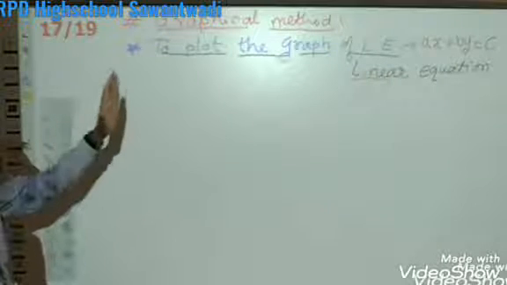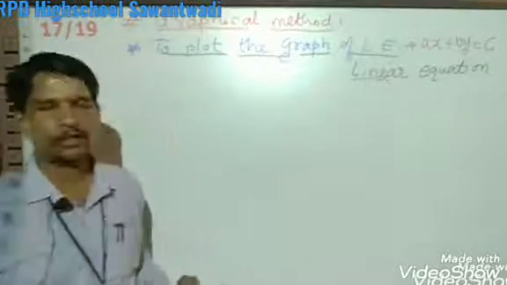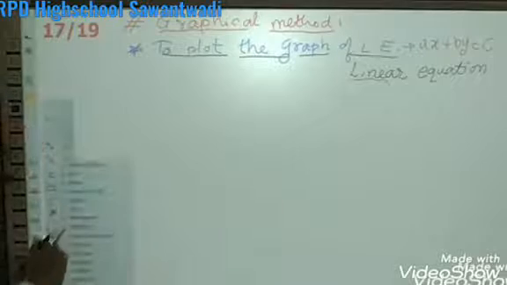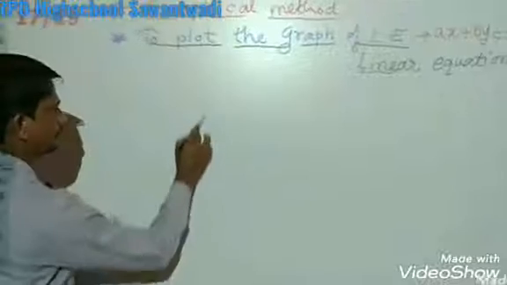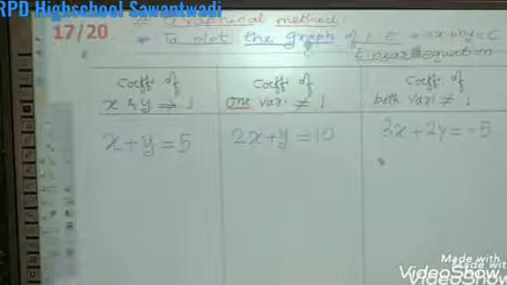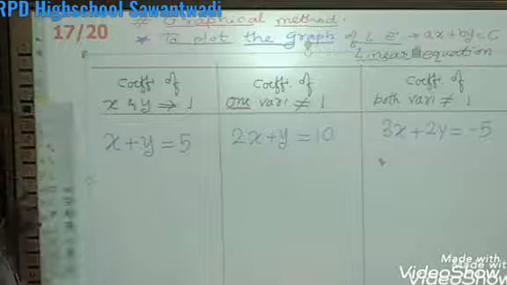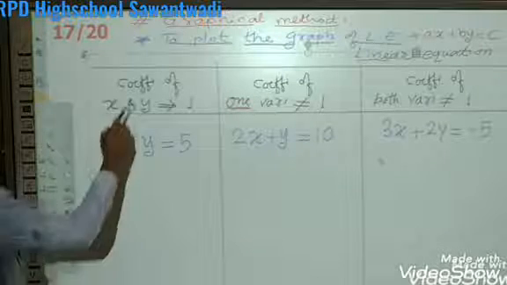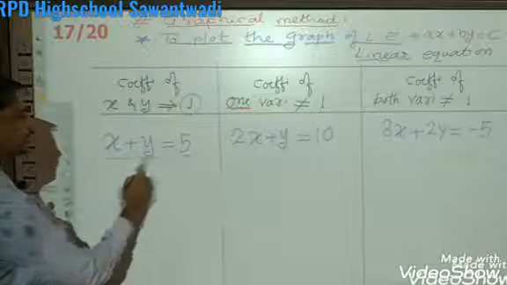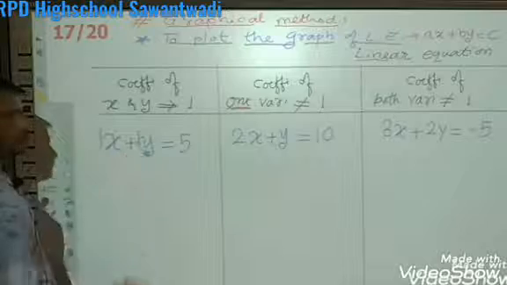So, when you see a linear equation in two variables, to plot the graph, you will get three kinds of equation. What are these three kinds of equation? I shall put them here. First, the coefficient of x and y, both have got 1. That is example number 1 here. x has got coefficient 1, y has got coefficient 1.